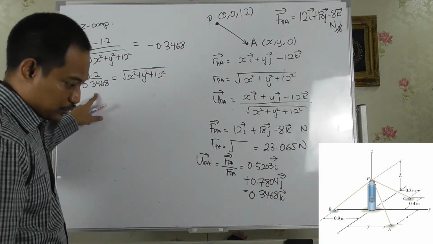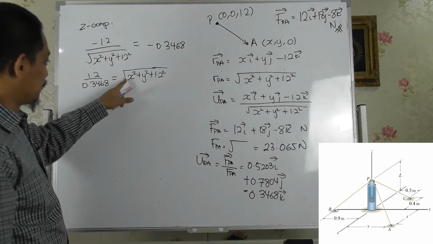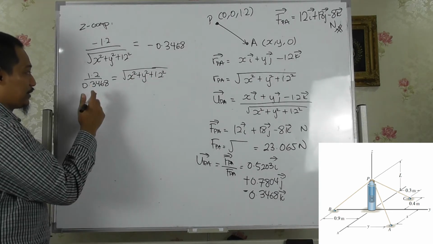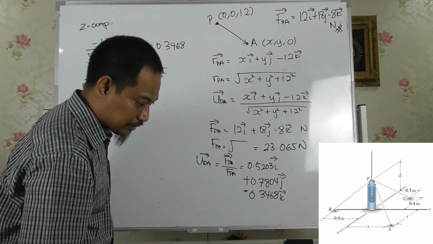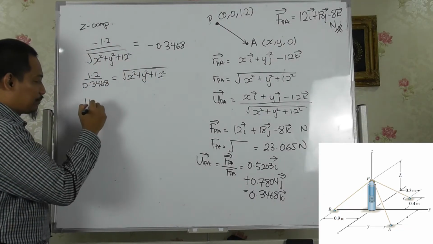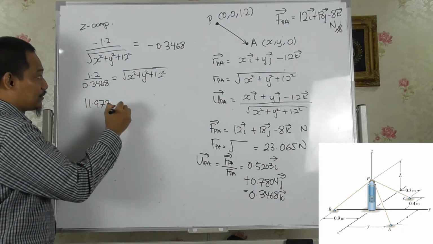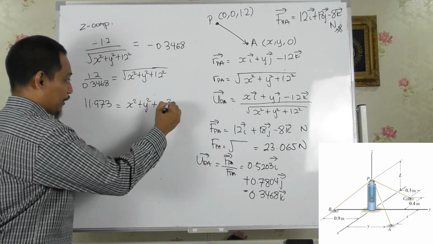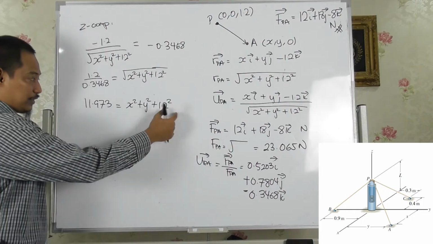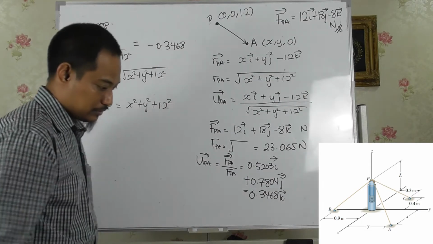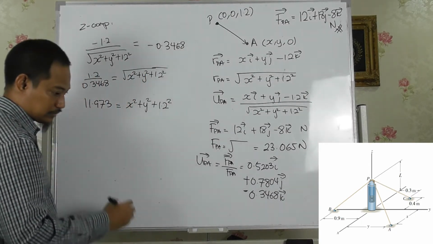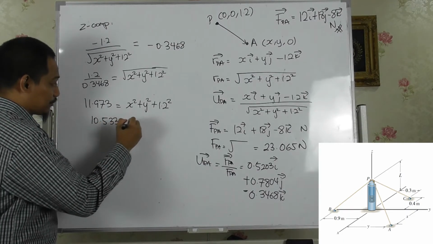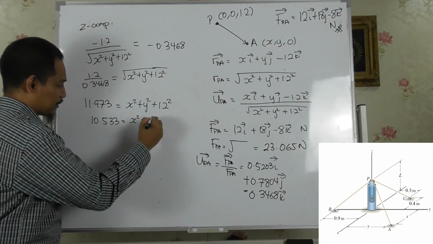So if you open this square root, meaning you square both sides, you will get 11.973. 11.973 equals x square plus y square plus 1.2 square. If you bring this 1.2 square over here, you get 10.533. So 10.533 equals x square plus y square.